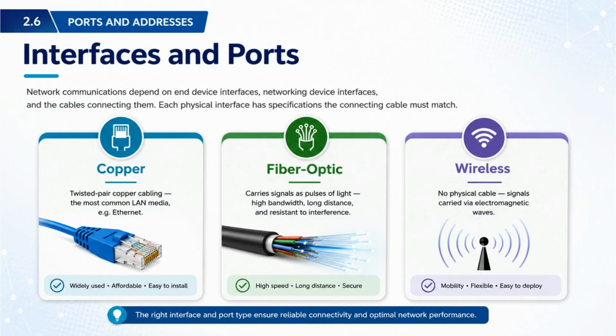Communication ultimately depends on physical interfaces and the cabling connecting them. 3 media types: copper, twisted pair, most common for LANs; fiber optic, light pulses, high bandwidth, long distance; wireless, no cable, electromagnetic waves. Each has a matching interface spec on the device.